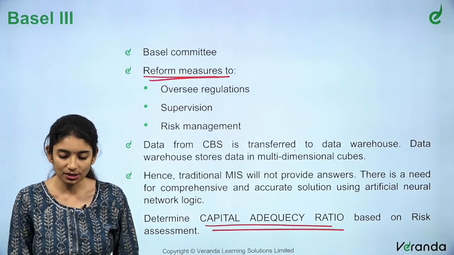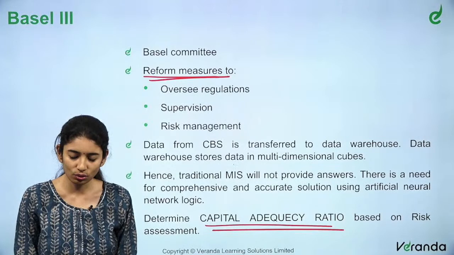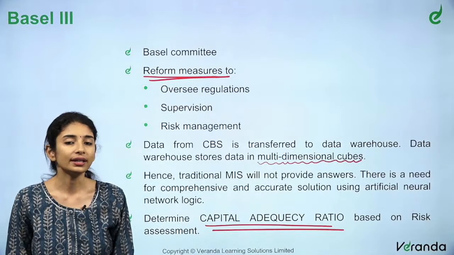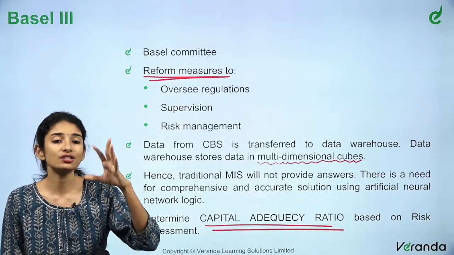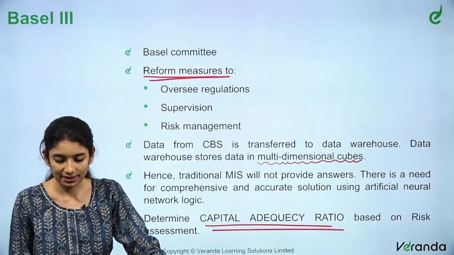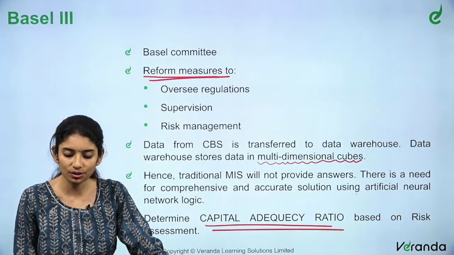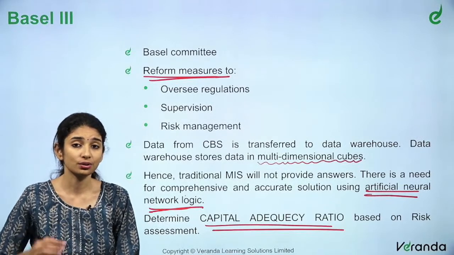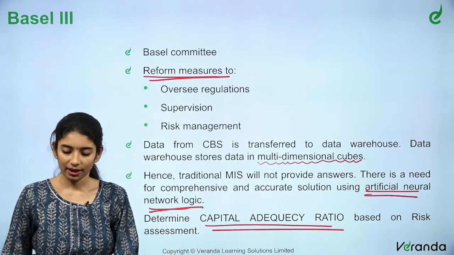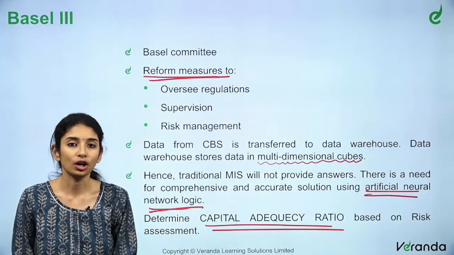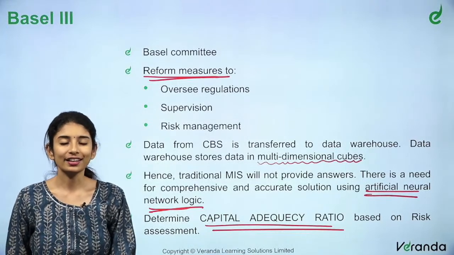Data from CBS is transferred to data warehouse. Data warehouse stores data in multi-dimensional cubes. Earlier, data was stored in a traditional warehouse, but now data is stored in multi-dimensional cubes. Hence, traditional MIS will not provide answers. There is a need for comprehensive and accurate solution using artificial neural network logic. So, because of multi-dimensional cubes, we need to have highly complex analyzing software. They are known as artificial neural network logic. Clear? Very good. Let's move on to the next thing.